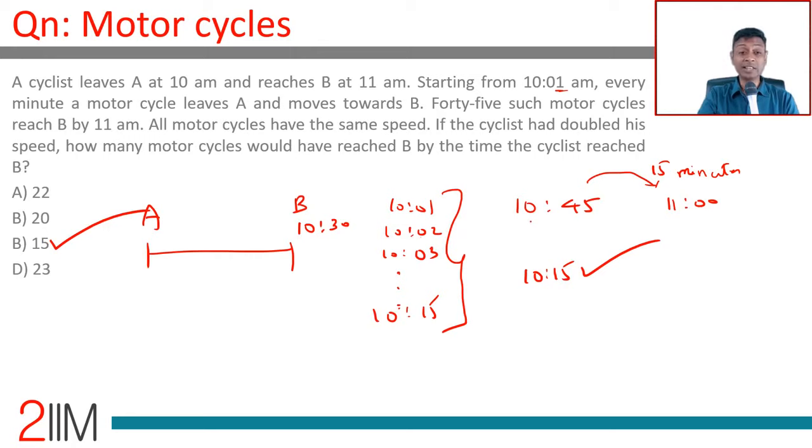All we are computing is if the speed doubles, the time will halve. So instead of reaching at 11, the cyclist will reach at 10:30. That's it. Nothing more than that.